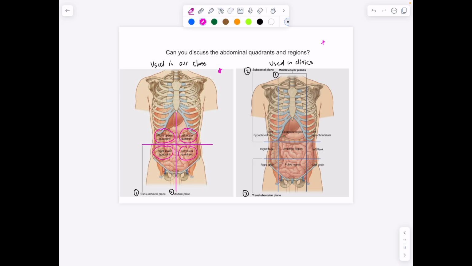And then used in clinics, we have 9 regions. First is from our midclavicular plane, right through the center of the clavicle. Then our second planes are the subcostal planes, right at the very edge of our costal margin on rib 10. And then we have the tubercular plane right here. And overall, we get a total of 9 regions. In the center, we have the epigastric region with our friend the stomach. We have the left hypochondrium, the right hypochondrium, the left flank, the right flank, the belly button region, the umbilical region. Then we have the pubic region, and then we have the left groin and right groin.